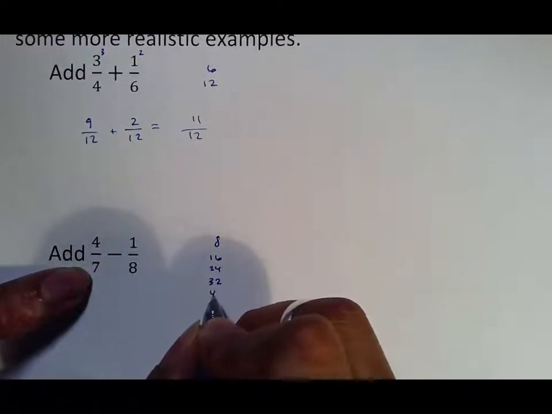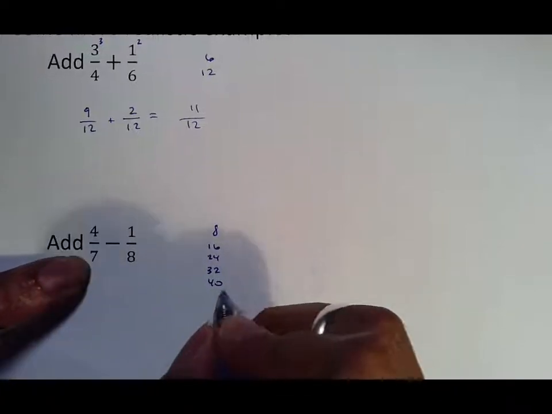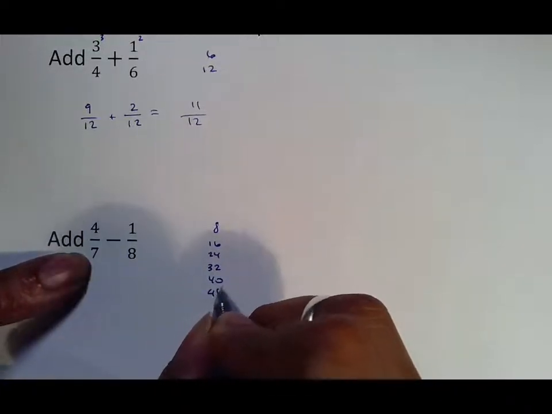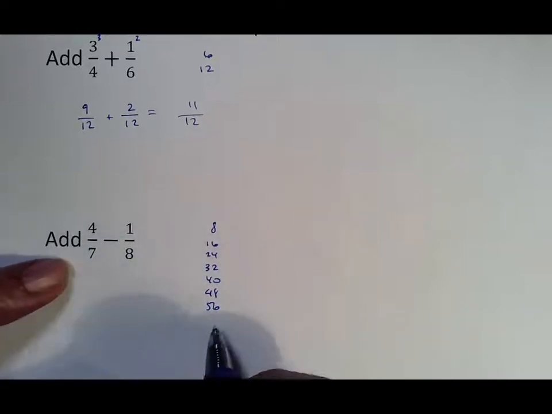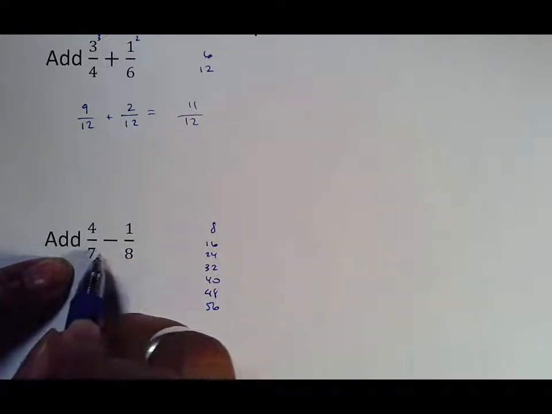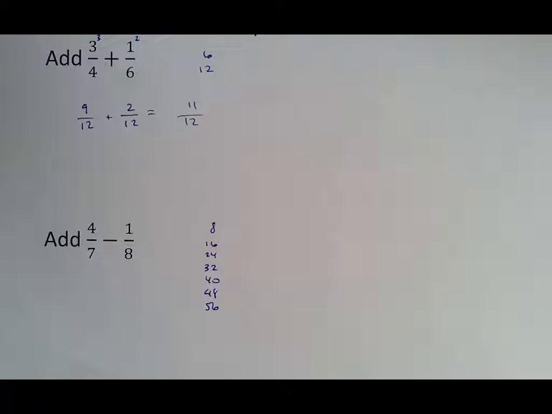8 times 5 is 40. 7 doesn't go into 40. 8 times 6 is 48. 7 doesn't go into 48. 8 times 7 is 56. How do I know 56 should be it? Because these two numbers multiply to make 56.